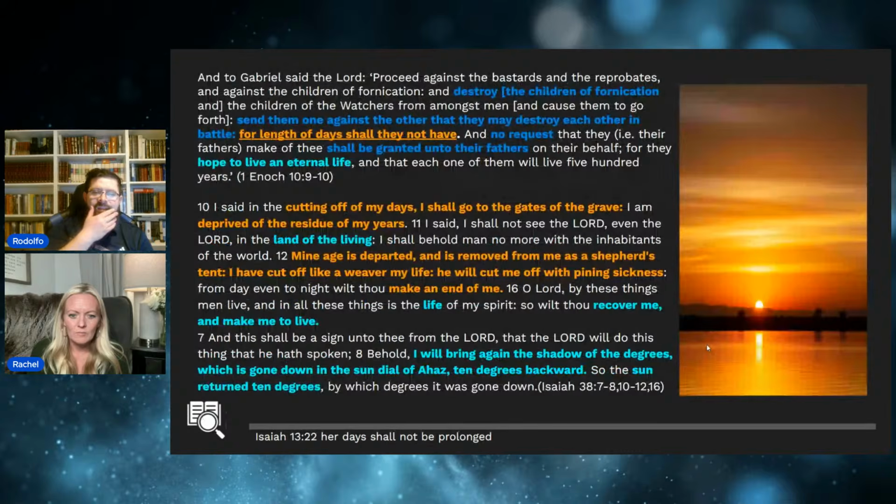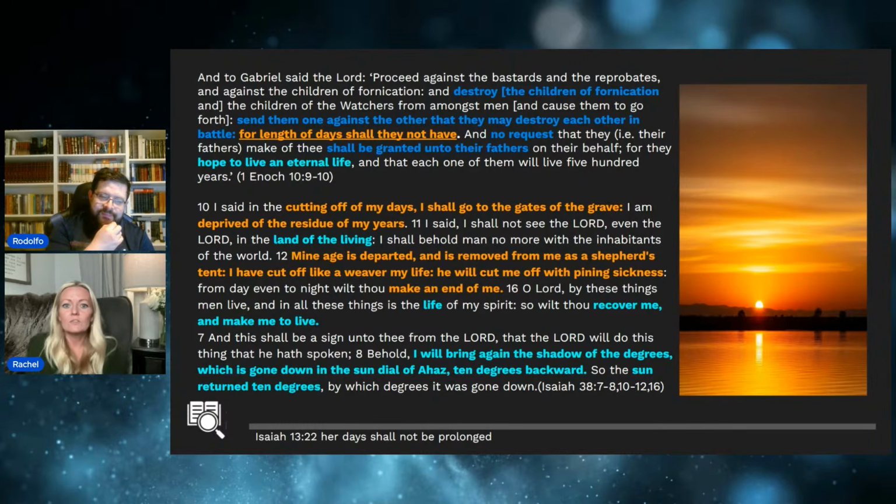And then this is the last one here. So this is from the book of Enoch. Here was an example I just thought was interesting. Gabriel said to the Lord, proceed against the bastards and the reprobates and against the children of fornication, and destroy the children of fornication and the children of the watchers from amongst men, and cause them to go forth and send them one against the other that they may destroy each other in battle. For length of days shall they not have.